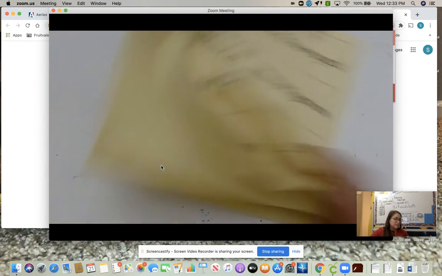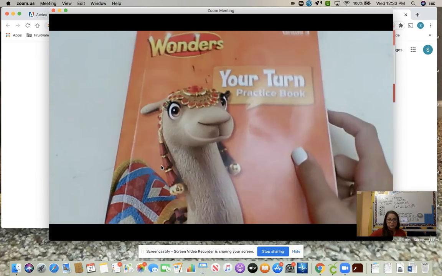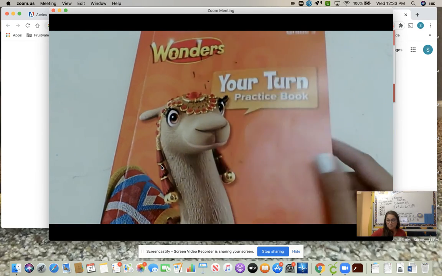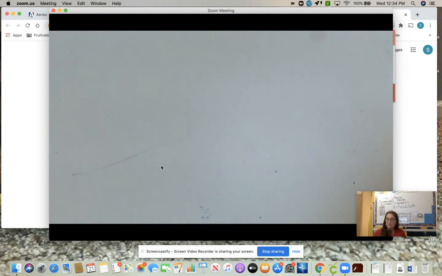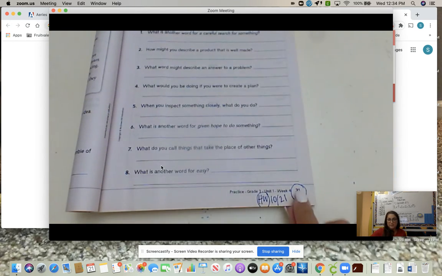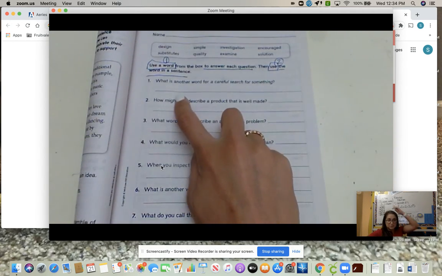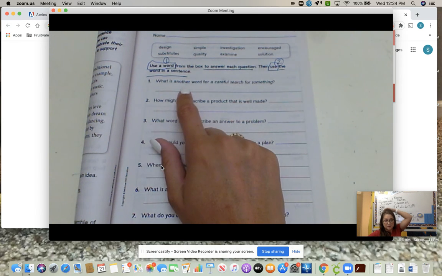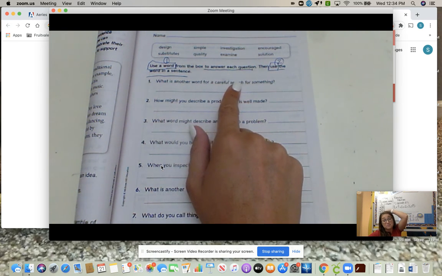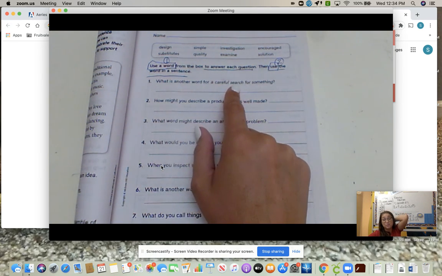So that's homework. And then this next piece of homework is in your Wonders Your Turn practice book, page 31. So you need to decide what vocabulary word, and you need to write a sentence with that vocabulary word. You need to do both for full credit.